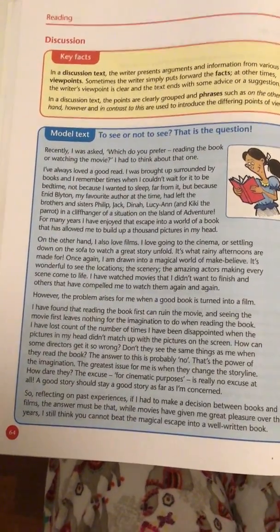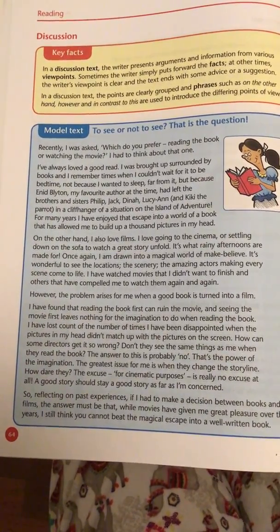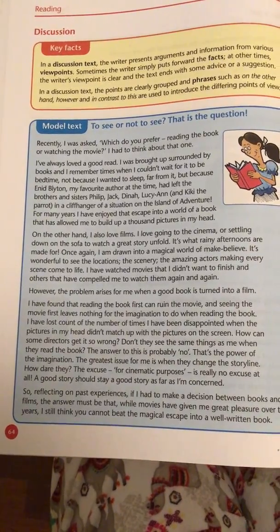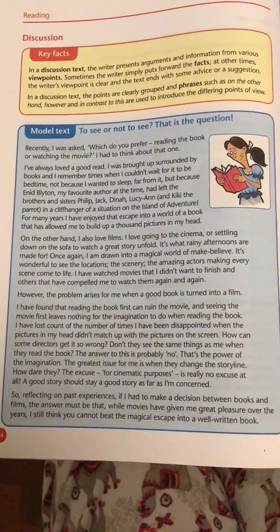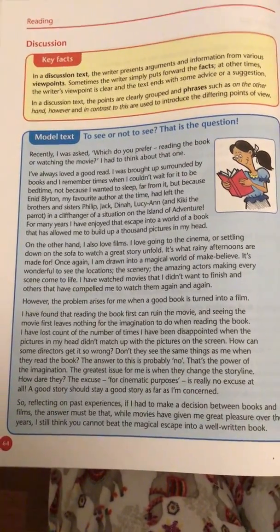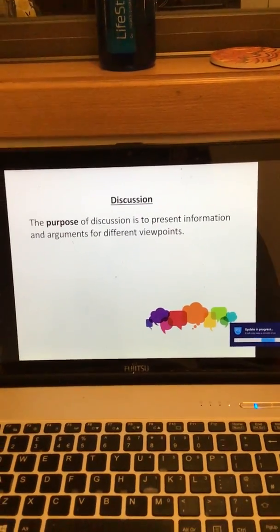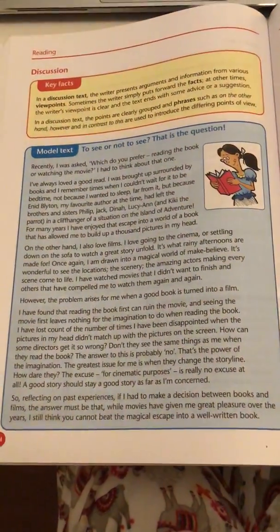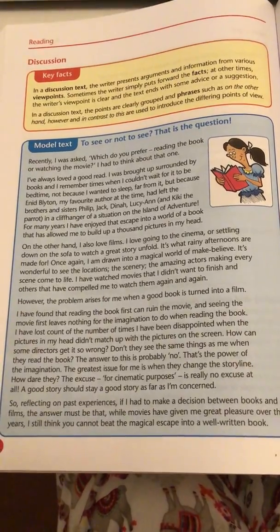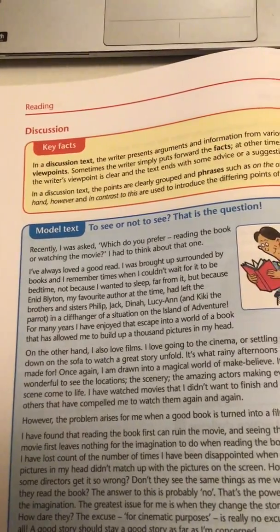Now, this discussion text is talking about whether the author prefers reading the book of a story or watching the movie. The whole purpose of a discussion text is to present two different viewpoints and give different ideas about a topic. So I've put on the discussion features page that is to present information and arguments for different viewpoints. So here, one viewpoint is that the book is better and one is that watching a film is better. Now, you can see it's clearly sorted into paragraphs.